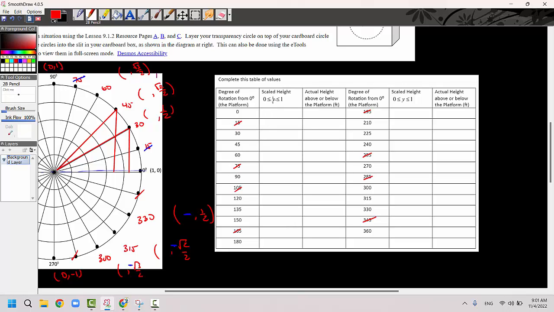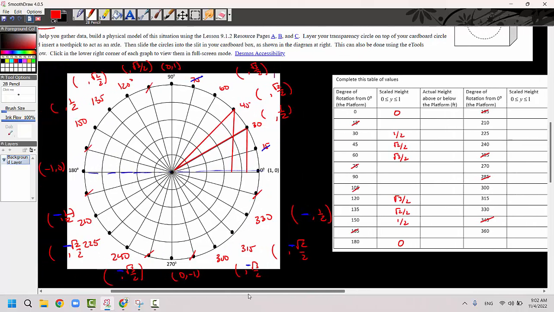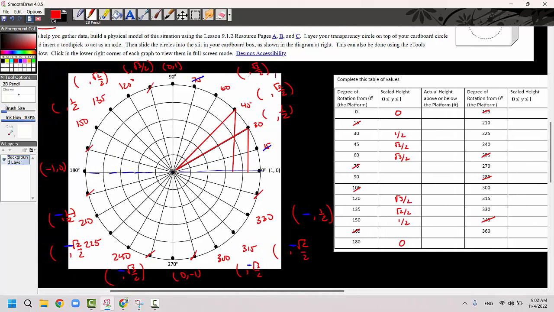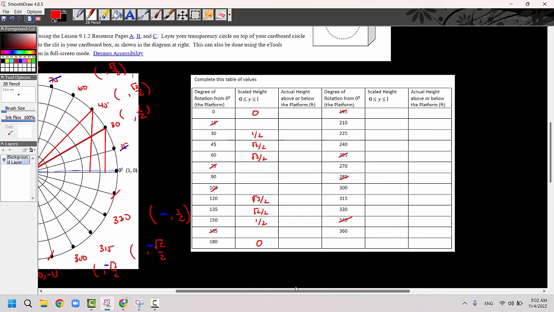So hopefully it makes sense that the scaled height would be 0. And then the 30 degree will be 1/2 or 0.5. This will be rad 2 over 2, and the 60 will be rad 3 over 2. The 120 will once again be rad 3 over 2, 135 will be rad 2 over 2, and then 150 will be 1/2. 180 will be back to 0. Again, I'm just pulling these answers from this circle here. More importantly, I'm pulling them from the y coordinates of these coordinates here on that circle.